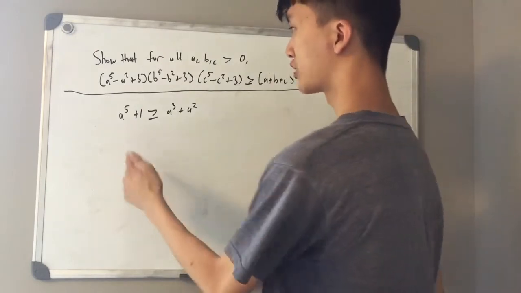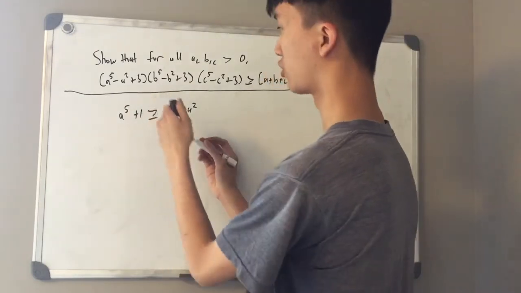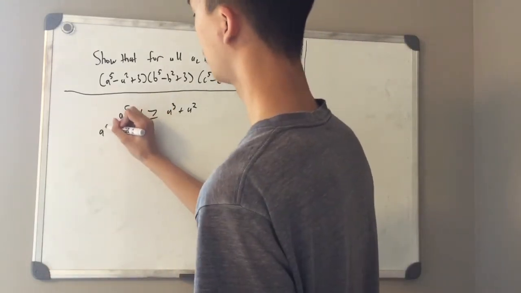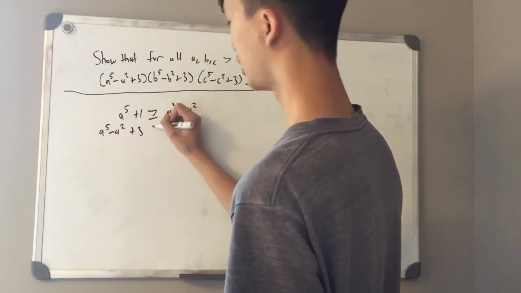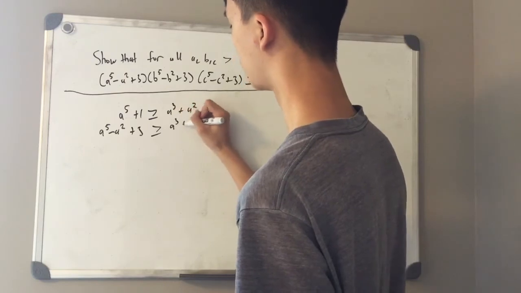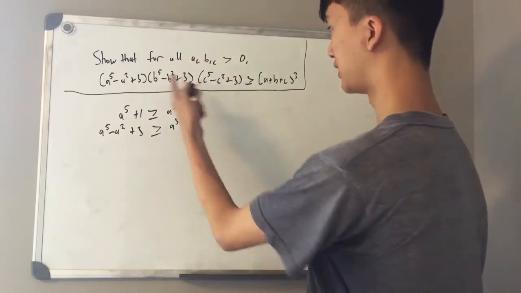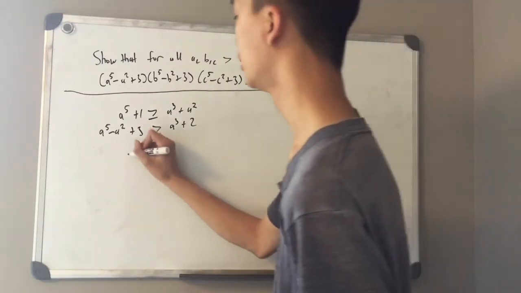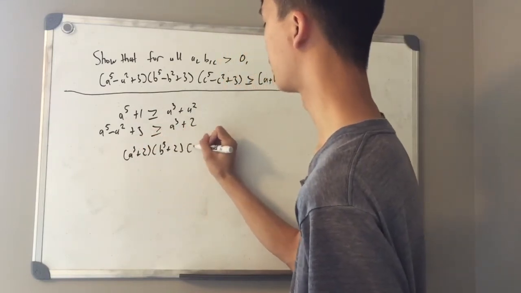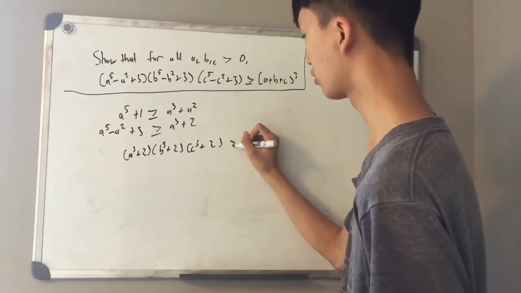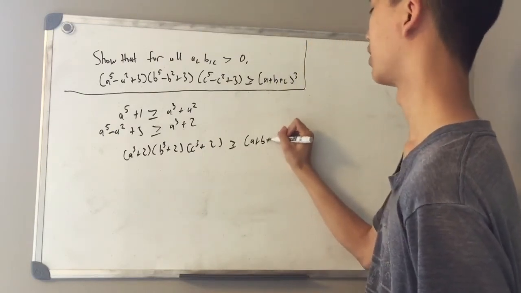So now let's turn this term into this term. Subtracting a squared from both sides, we get a to the 5 minus a squared, and then adding 2 to both sides gives us plus 3 is greater than or equal to a cubed plus 2. And now applying the same to b and c, it then suffices to show that a cubed plus 2 times b cubed plus 2 times c cubed plus 2 is greater than or equal to a plus b plus c cubed.